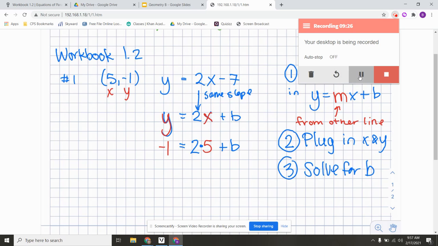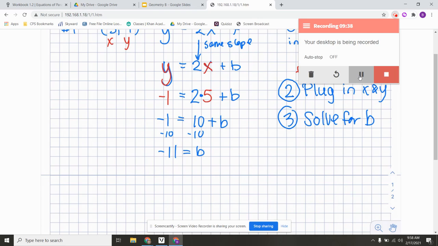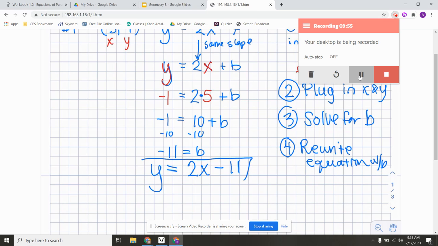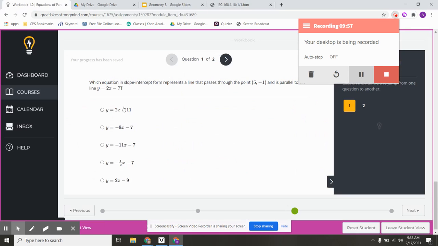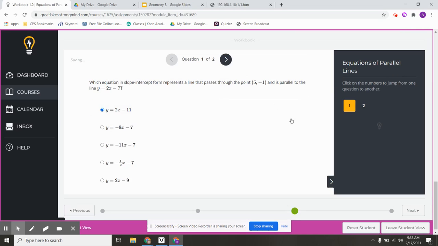Multiply that 2 times 5. I need to get the b alone. So I had that 10 on there. I don't want the 10 over there. So I'm going to subtract 10 from both sides. And I'd get -11 is equal to b. So now I know that my equation, so this is step 4, I'm going to rewrite the equation with the b. So it's going to be y equals 2x minus 11 is our final answer. So here we go. Put that right there.